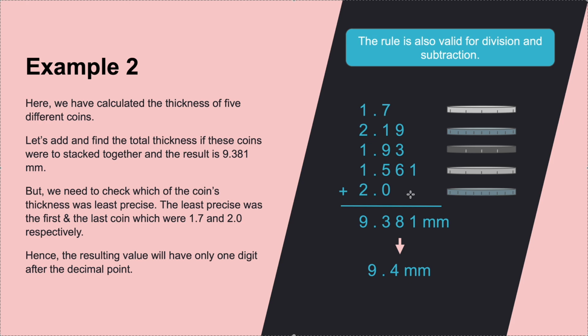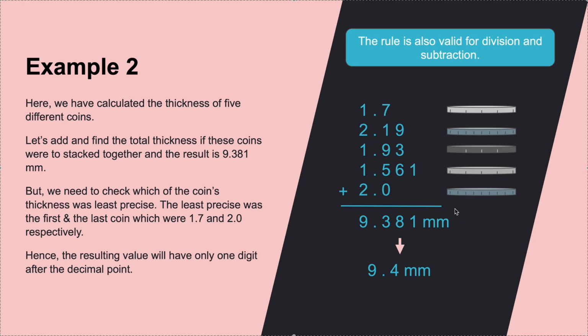So let's add up all the values. We get the final result as 9.381 millimeter. Now looking at all these values, we know that a calculated value must have the same precision as the measuring instrument. But in this case, we are using different instruments that have different precisions. So in this case, we will round off the resulting value to the instrument having the least precision.